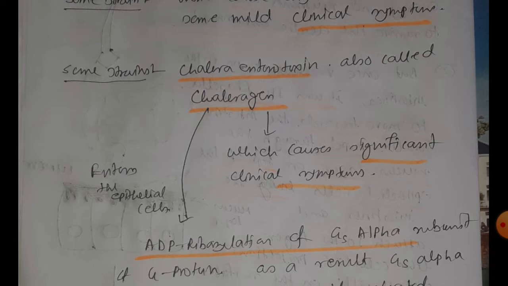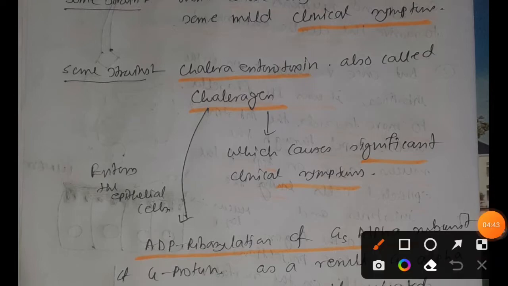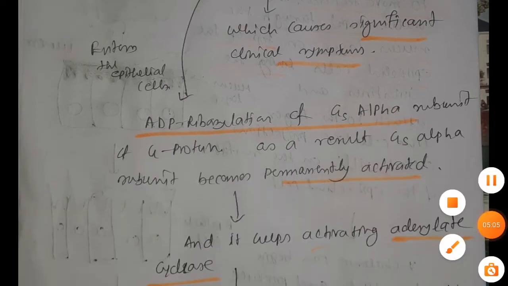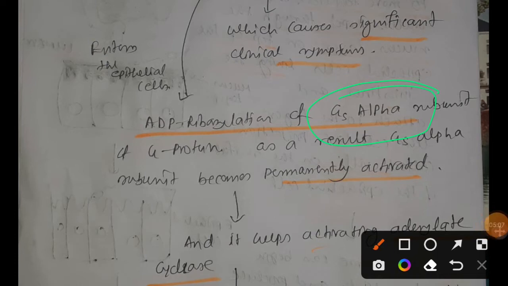How they do this, we have talked about in detail in the ETEC video lecture series, that is enterotoxigenic E. coli, where we told you that the heat labile toxin that ETEC produces follows the same mechanism as Vibrio cholerae. According to that mechanism, the choleragen will first enter the intestinal epithelial cell, and in the cell it carries out a process called ADP ribosylation of the G alpha subunit of the G protein. As a result, the G alpha subunit remains activated.